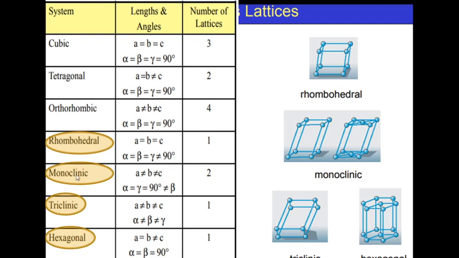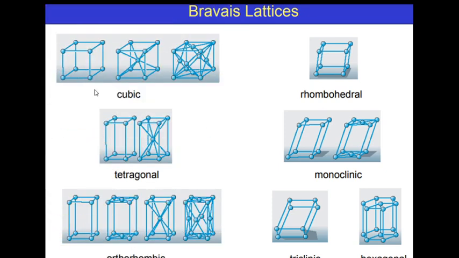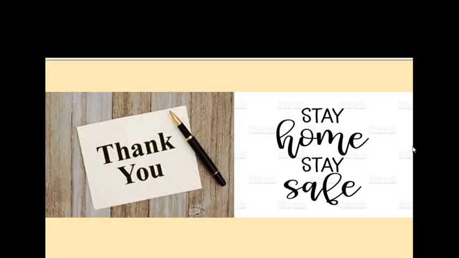So out of these 7 fundamental crystals, rhombohedral, triclinic and hexagonal don't have any further variations of the lattice, whereas the highest is orthorhombic, where you have 4 varieties of Bravais lattice. Then the second highest is the cubic, which has 3, and tetragonal and monoclinic have 2. Anyway, this is known as the Bravais lattice.